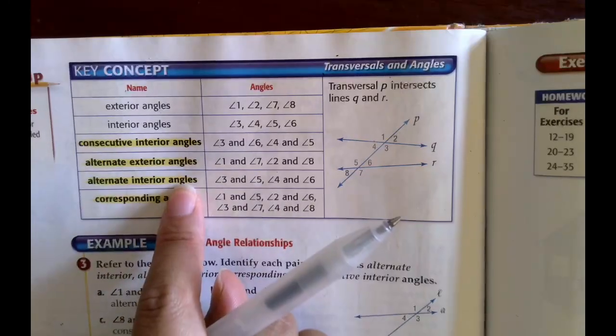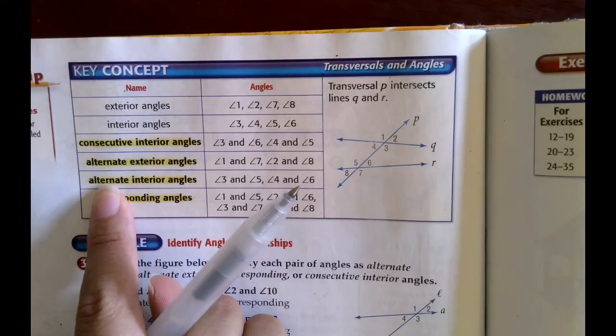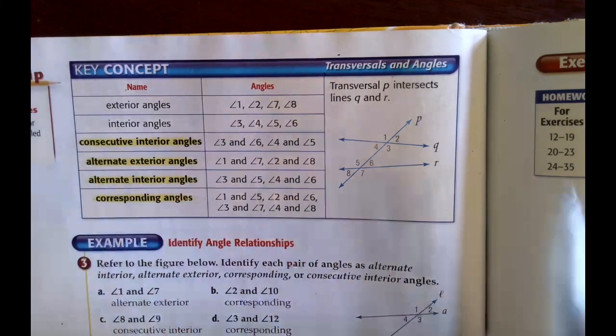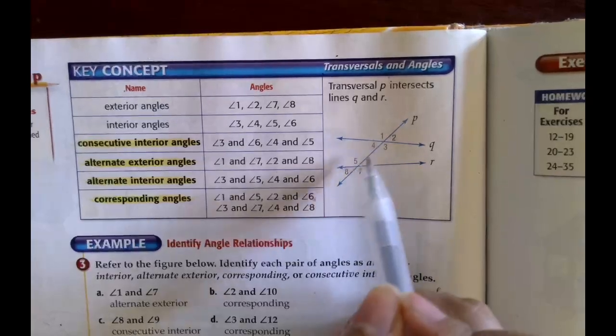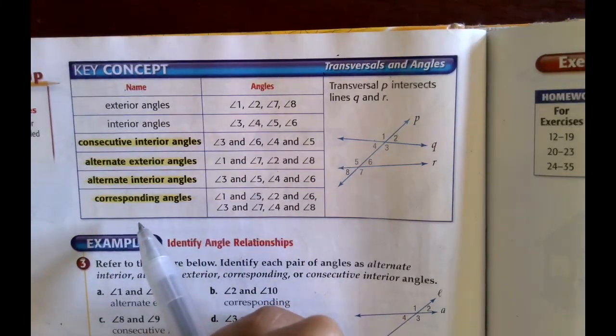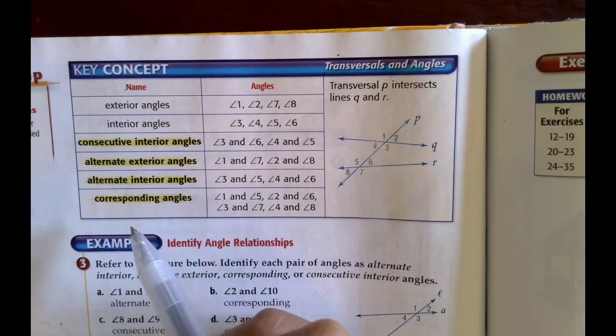Alternate interior, again, alternate means opposite side of transversal. Interior means inside the pair of lines, but they're not a linear pair, so that's like 3 and 5, and 4 and 6. Okay. And then last one here is corresponding.